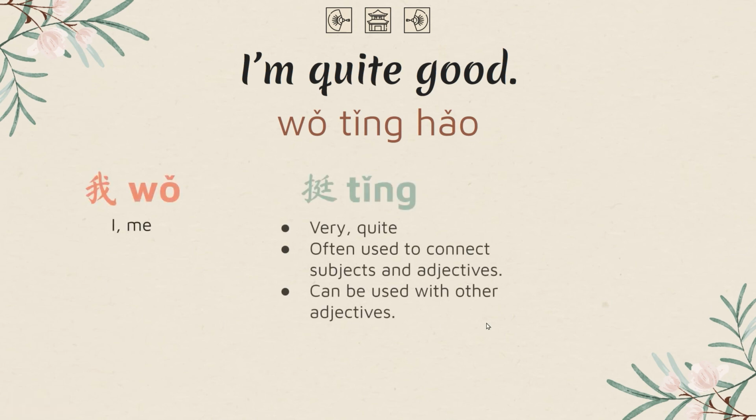Now here's another way to say I'm good, I'm quite good, which is 我挺好. So 我 is the same 我, 挺 is kind of like 很, very or quite, used again to connect subjects and adjectives, and obviously can be used with other adjectives, not just 好. So how would you say I'm quite tired? 我挺累. I'm quite busy. 我挺忙.